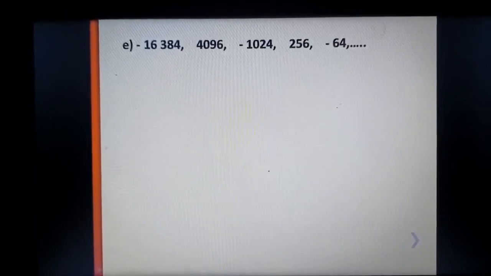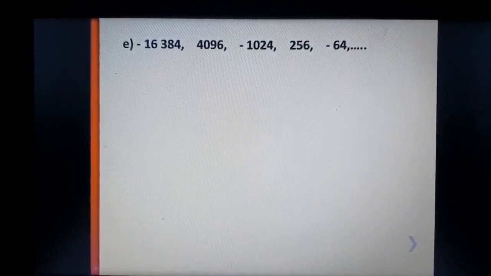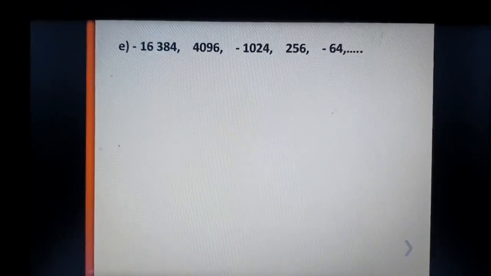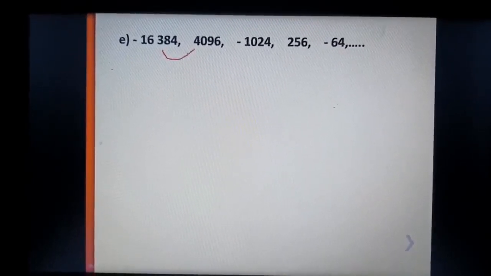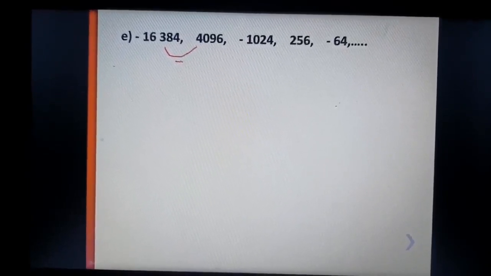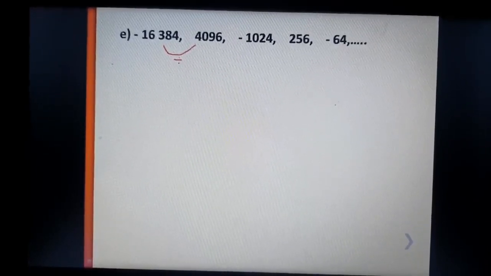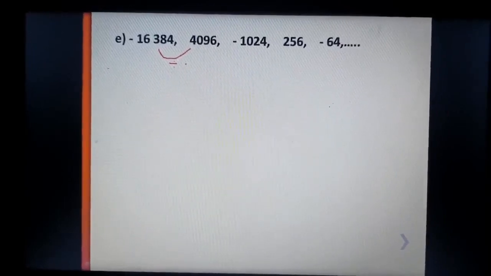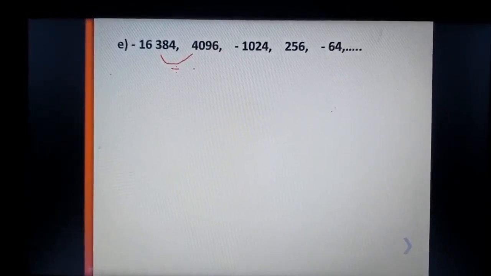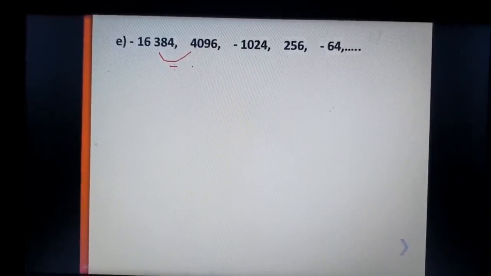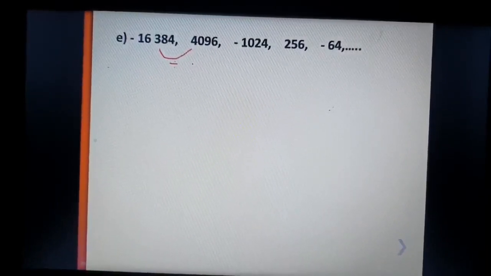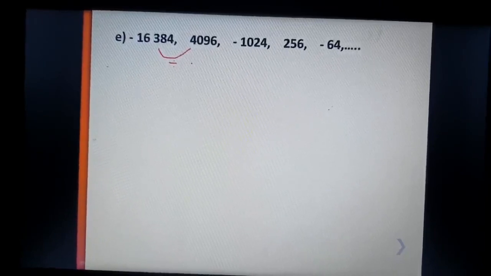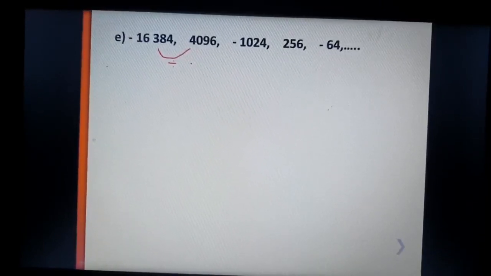So is it subtraction? No, because there is a huge decrease. So what will it be? Yes, it is division. The first observation is that this is a division. Okay. Now, how can minus 16,384 become 4,096? It's not a half, because when you divide 16,384 by 2, you will get 8,000 something, correct? So it's not division with 2.